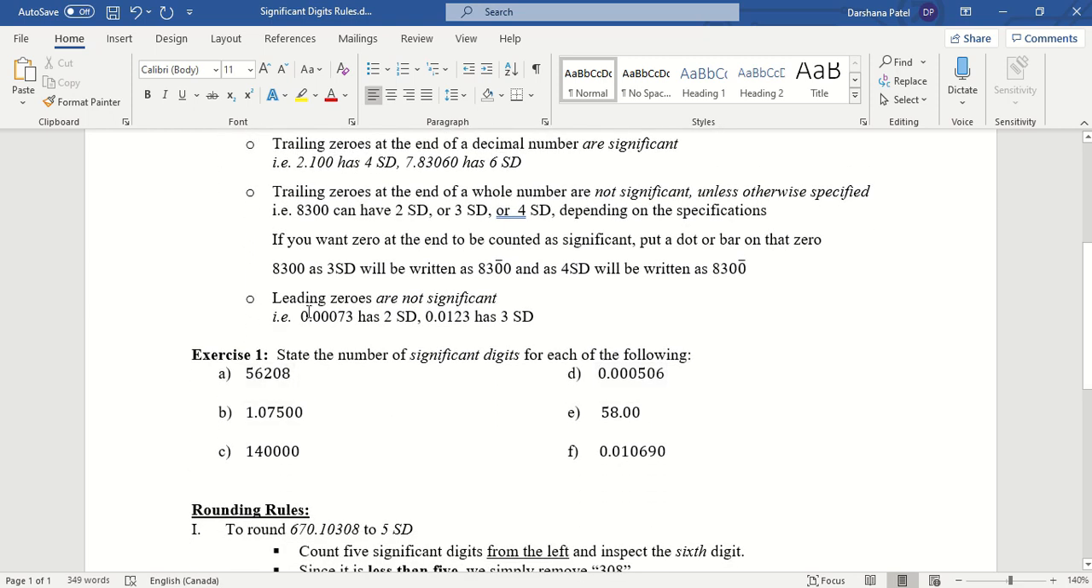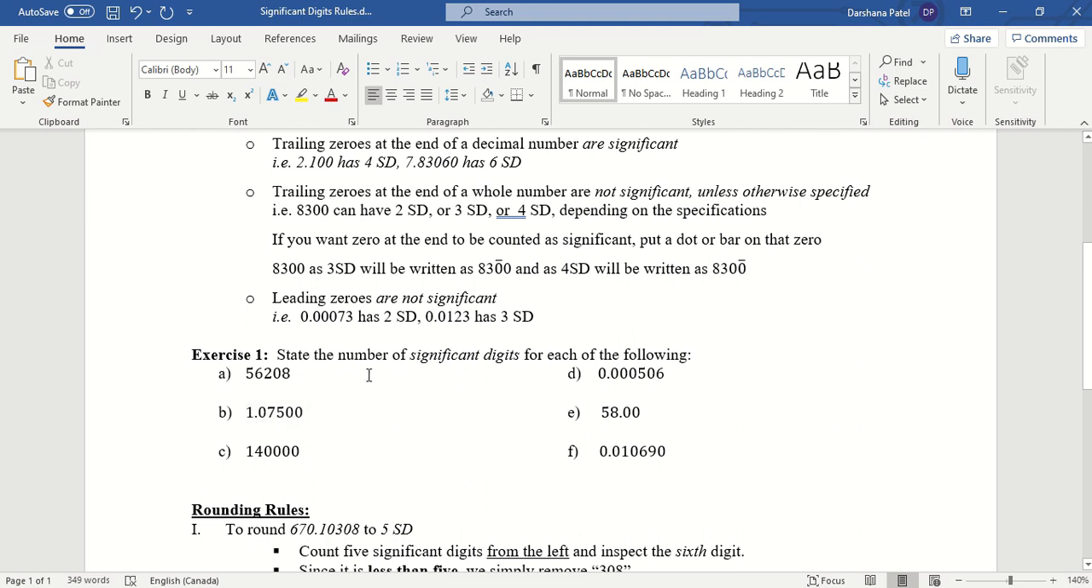Leading zeros are never significant. So 0.0073, all these zeros are not counted, will have only two significant digits for 7 and 3. For 0.0123, only three significant digits for 1, 2 and 3.